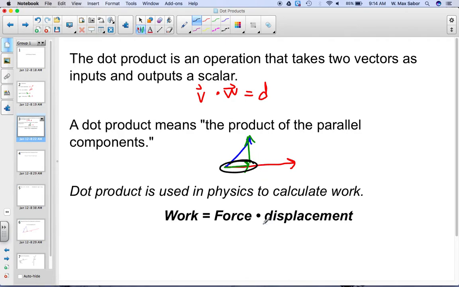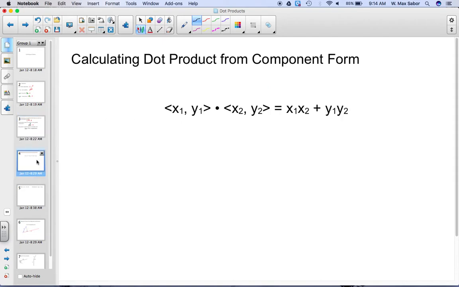so we're multiplying those two. The dot product is used in physics to calculate work. Specifically, the definition of work is force dotted with displacement. So it's a very useful term, and you will need to understand it in order to do some of your physics later. So how do we calculate the dot product from component form? If we have something like 2, 3 dotted with 5, negative 2, what do we do?